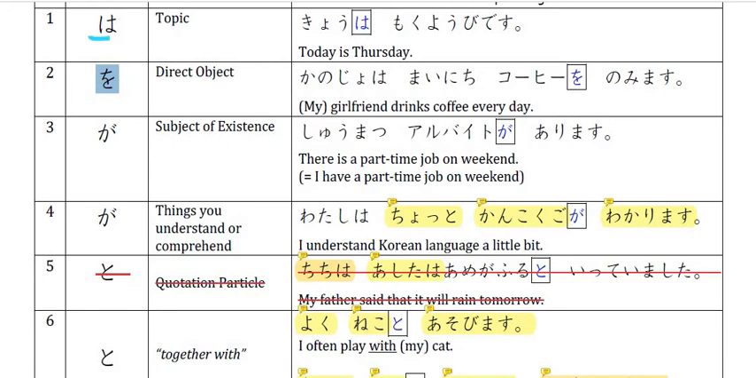So o is the particle which marks the object. So whenever you see the particle o, the word coming before o is the object of the sentence. Okay, it is going to receive the action.